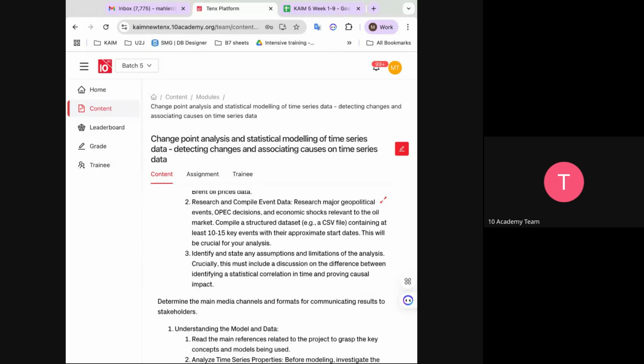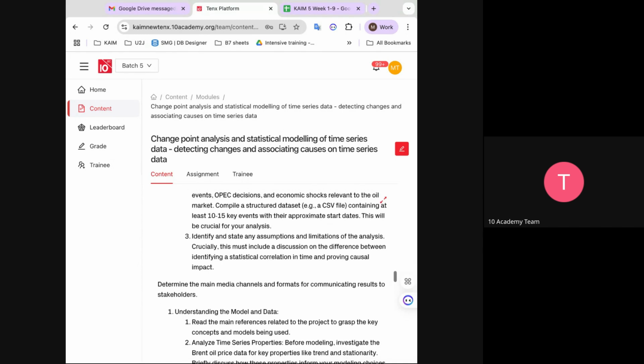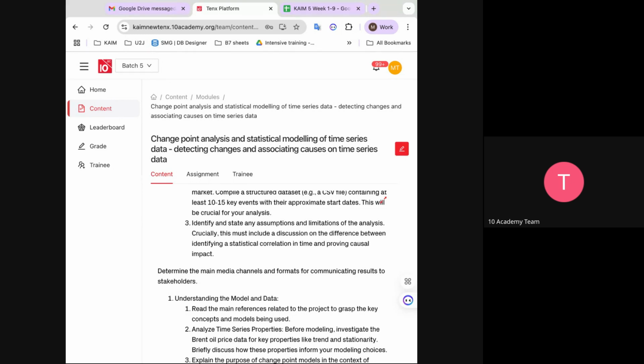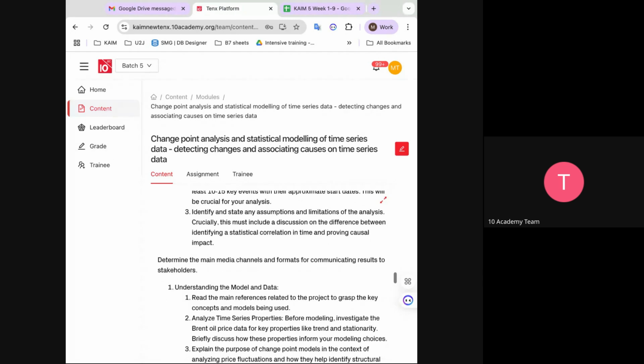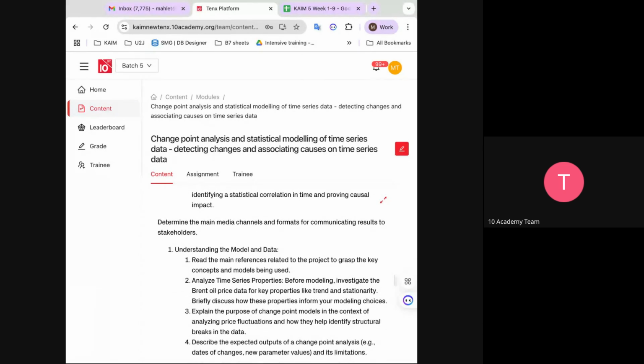And for that, you will identify and state the assumptions and limitations of the analysis, which is like, due to this, the oil price might change, might go up or down. So that's your assumptions, and you can find the difference between statistical correlation and what's the causal impact that it has. So the main idea in this challenge is how you can format your communication for the stakeholders. That means how you can understand the model and the data. Any question?